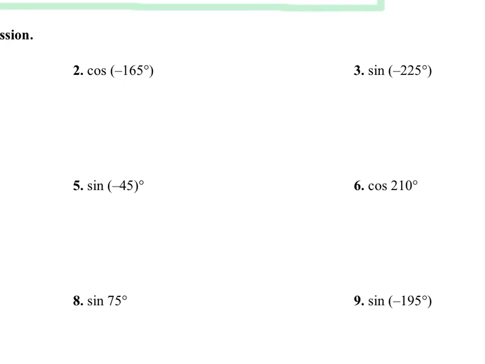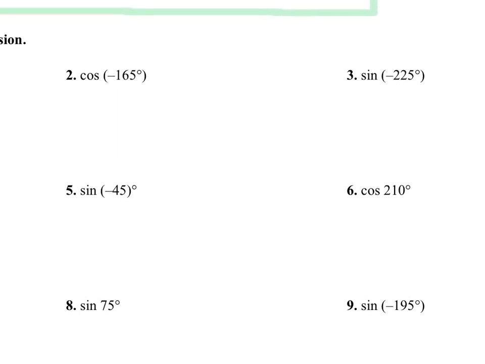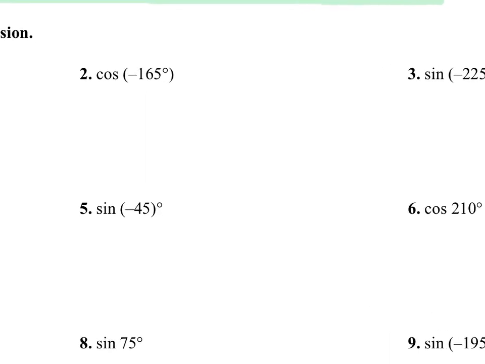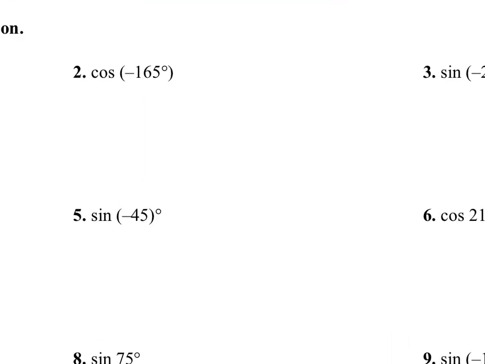All right, so if you look at number 2, we don't have 165 degrees on our unit circle. So we're going to have to use our sum and difference of angle identities. The first thing I'm going to do is still use the fact that cosine is an even function. I know that cosine of negative 165 degrees is equal to cosine of 165 degrees. So that way I don't have to really worry about that negative.